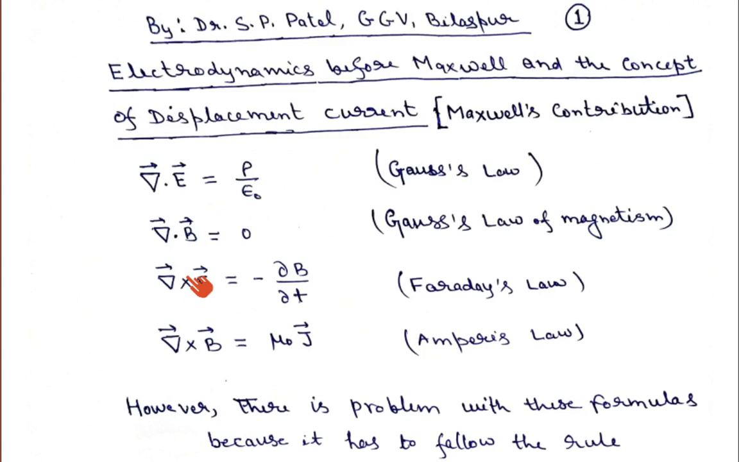Then we came to magnetostatics, where we learned divergence of B is equal to 0. In some books there is no name assigned for this law, but I have called it the Gauss's law of magnetism. So these two are Gauss's laws: divergence of E equals rho upon epsilon 0 is the Gauss's law of electrostatics, and divergence of B equals 0 is the Gauss's law of magnetism.